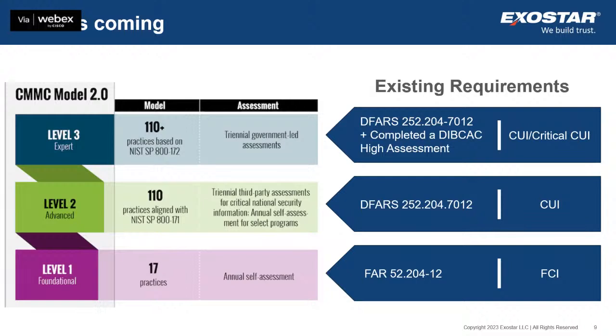If you actually receive controlled unclassified information as part of your contract, and you need to protect that, then you're at level 2, and you need to satisfy those 110 controls of NIST 800-171. And then if you're at level 3, where you have critical controlled unclassified information, you're held to a higher standard, and DIBCAC itself comes and does a high assessment.